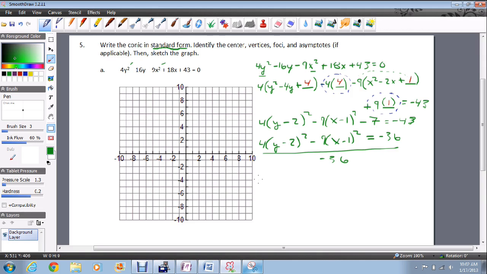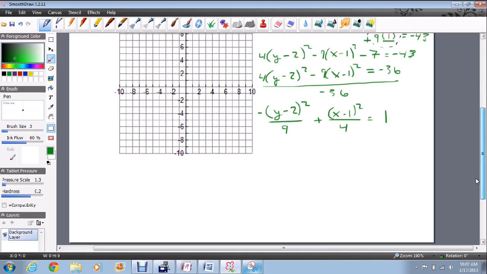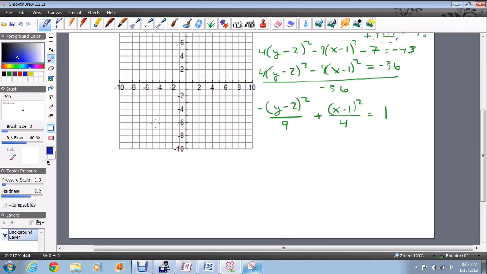So what I have now is negative y minus 2 being squared all over 9. A negative divided by a negative is going to give us a positive. 9 divided by 36 gives us 1/4, so we know 4 will be on the bottom. Negative 36 divided by negative 36 is 1. So we're just about there. The only thing I'm going to change is I'm going to put it in the right order.